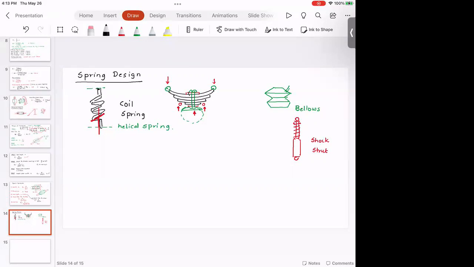Okay, so you have the helical spring. This is called as the leaf spring, and this is the bellows. In helical spring, there are 2 types. One is compression spring. The other one is tension spring.